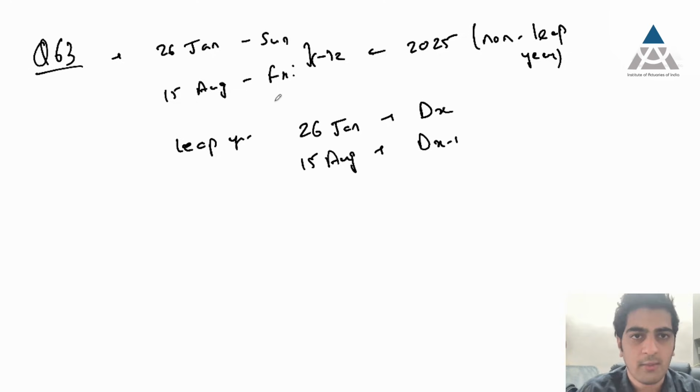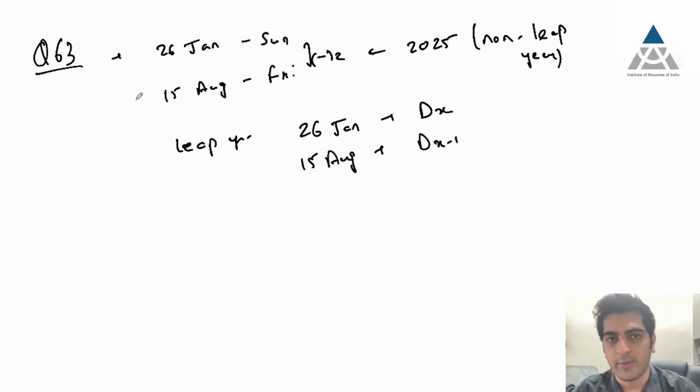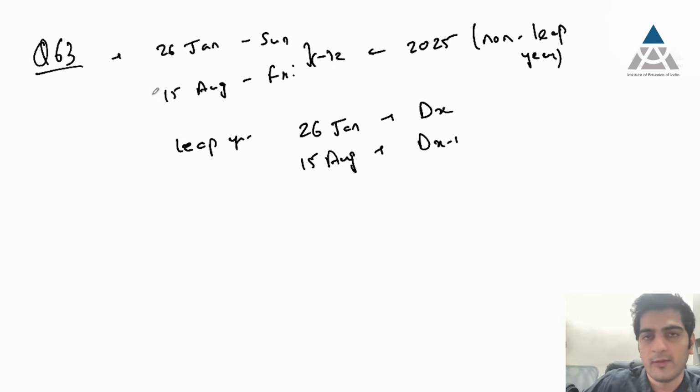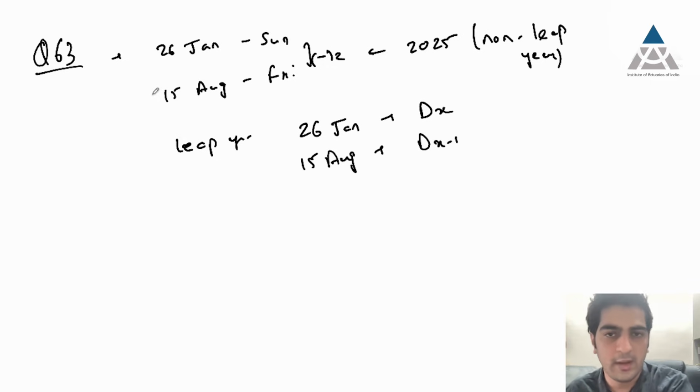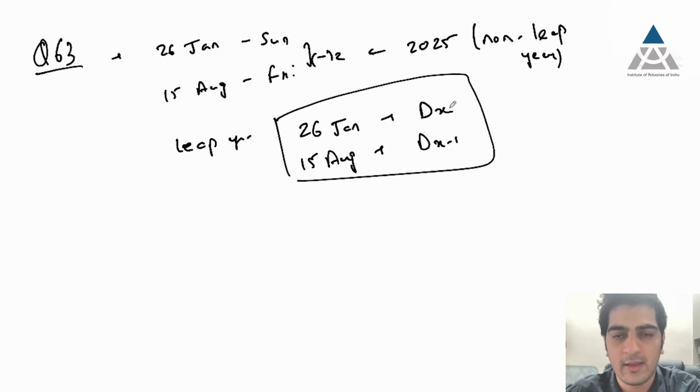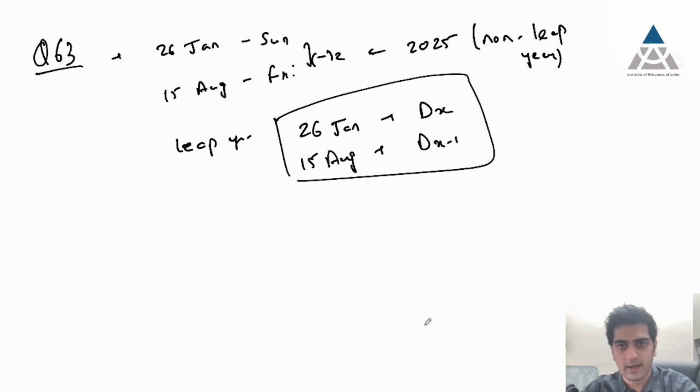And the reason is because you have an additional day in February, the days will be pushed after that by 1, correct? So for example, 15th August, which used to come on a Friday, now because instead of 28, you have 29 days in February, all the days from March onwards shift by 1, and that is why in a leap year you can see that 26 Jan will be on a particular day and 15th August will be the day before that.